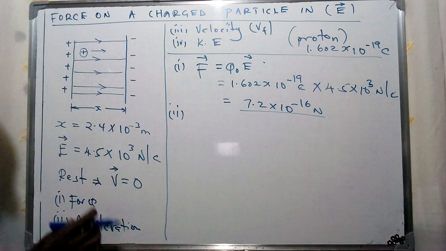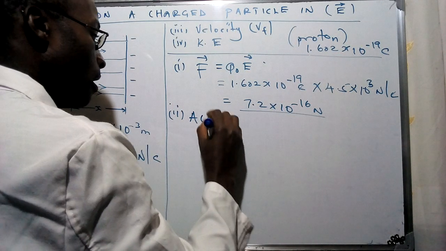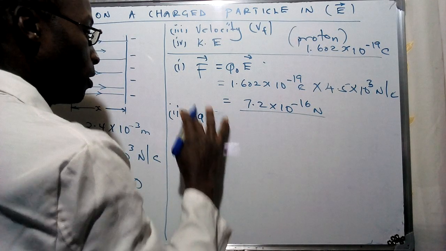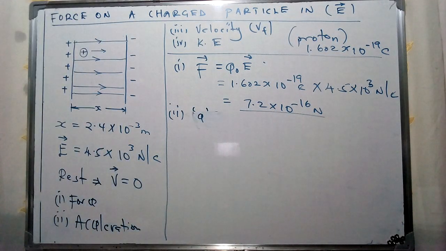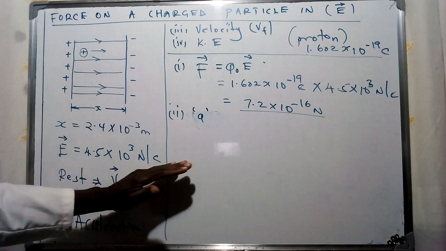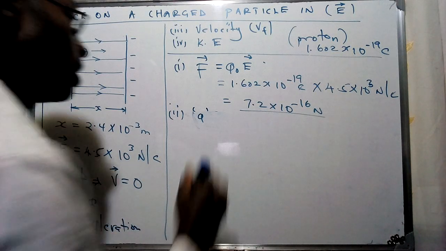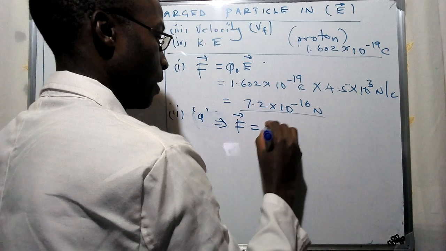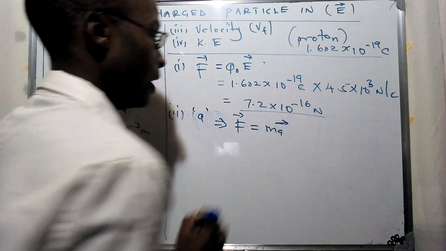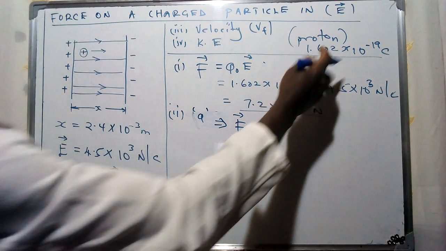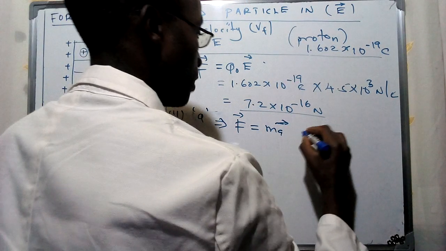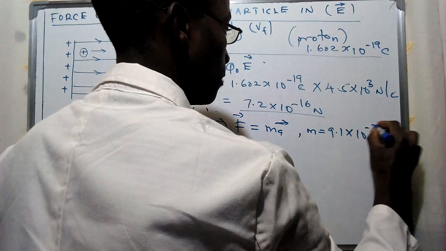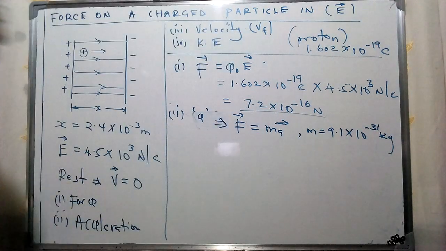Secondly, we are required to find the acceleration of this. I can just give it in terms of a, which is going to represent our acceleration. For us to find the acceleration of this proton, we're going to use Newton's second law of motion, which says that force is the product of mass times acceleration. And in this particular case, the mass of the proton is going to be a constant, which we have as 9.1 times 10 negative 31 kilograms.